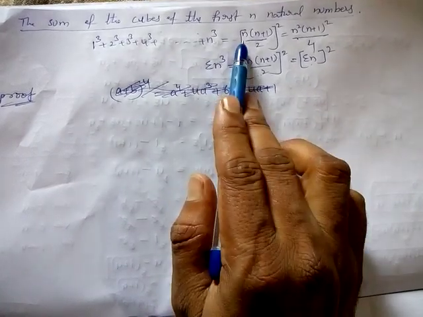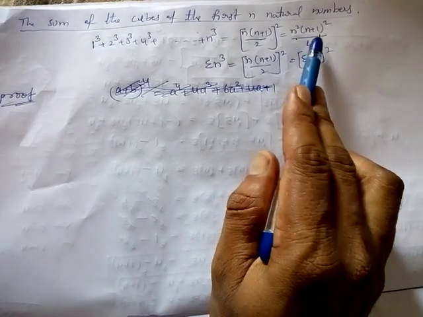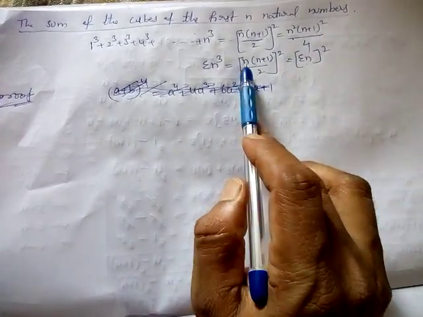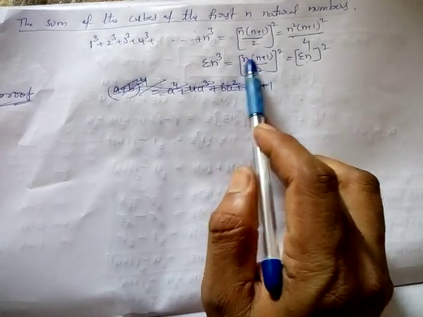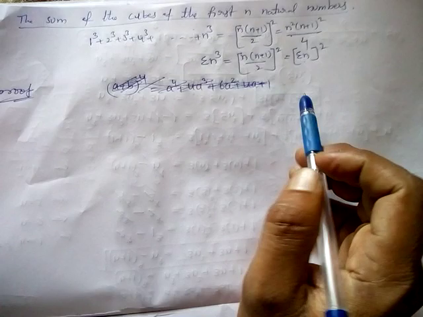Sigma n cube is equal to [n into (n+1) by 2] whole square, or n square (n+1) whole square by 4. So n into (n+1) by 2 is sigma n, so it can also be written as sigma n whole square.